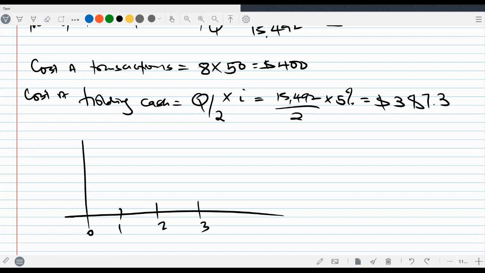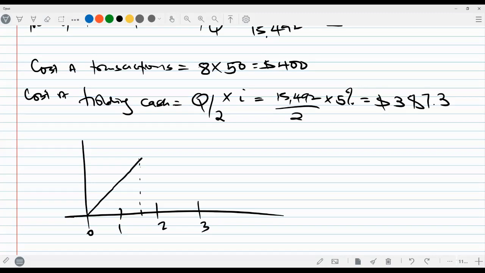The cash you're going to be generating is generated on a constant basis. So you begin from 0 all the way to the middle of the month, where you reach 15,492. Then you invest. What happens to the cash? It goes back to 0. Then it starts again. It's going to be a cycle.